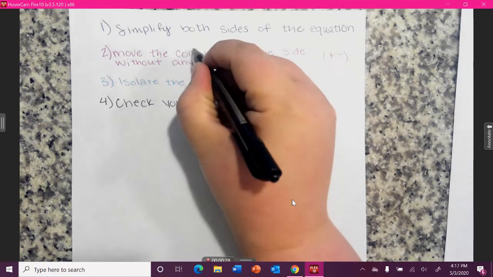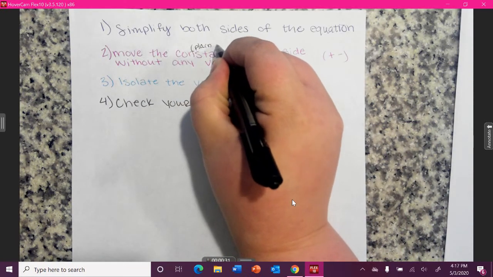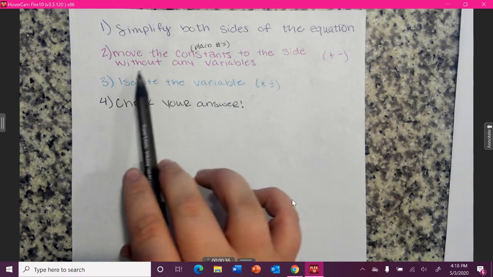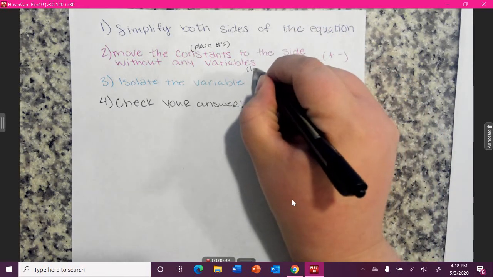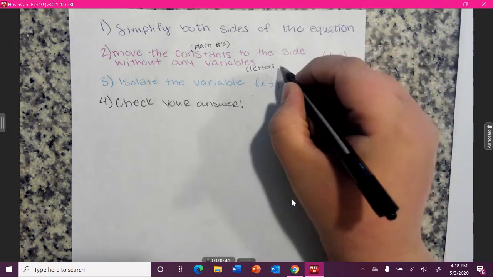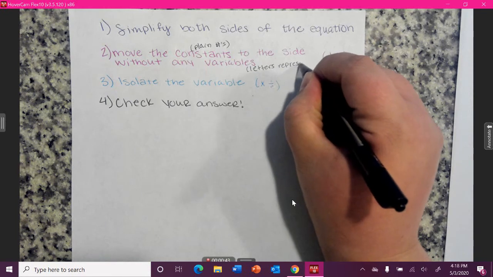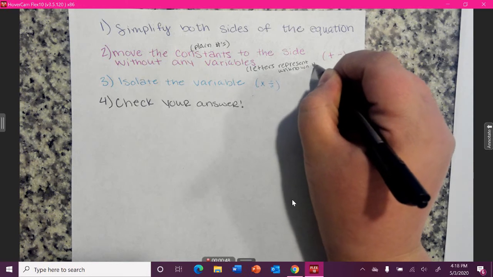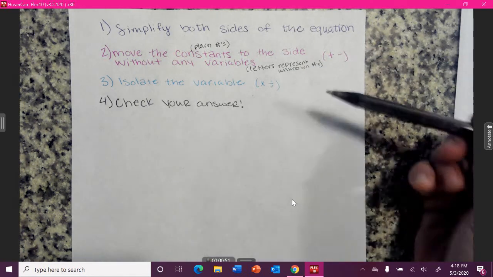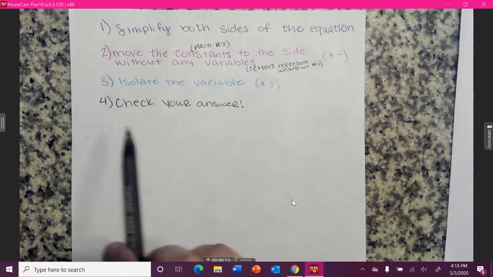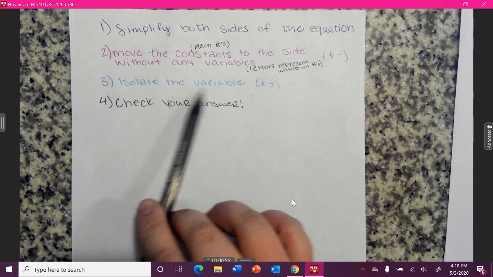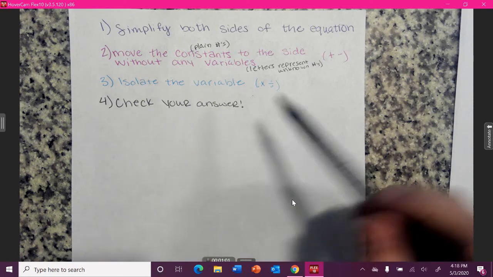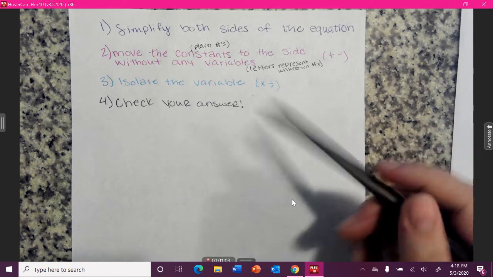old numbers, to the side that does not have any variables, the side without any variables. And your variables, remember, those are the letters that represent our unknown numbers. This is usually done with adding and subtracting. The third step is to isolate the variables, so we'll get just the letter all by itself on one side of the equation, and that's done with multiplying or dividing usually.